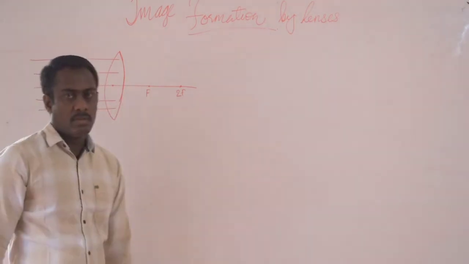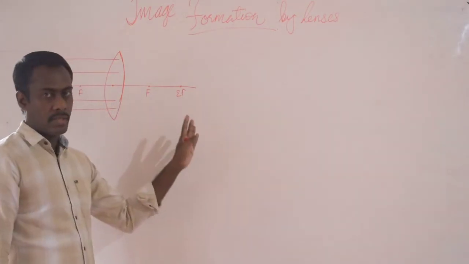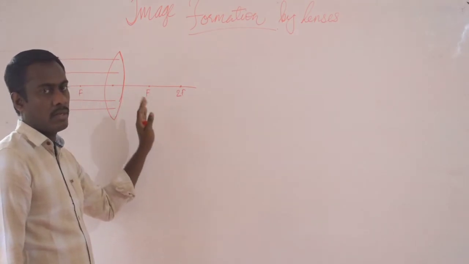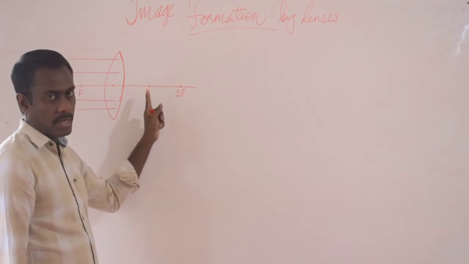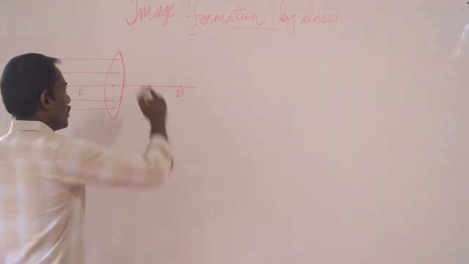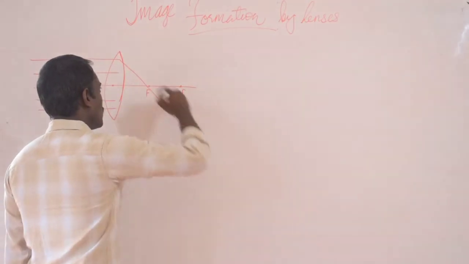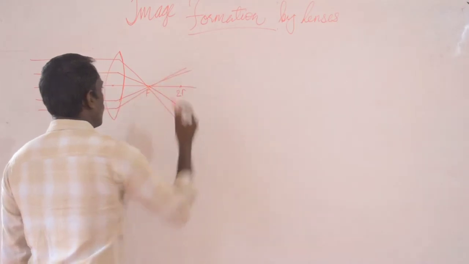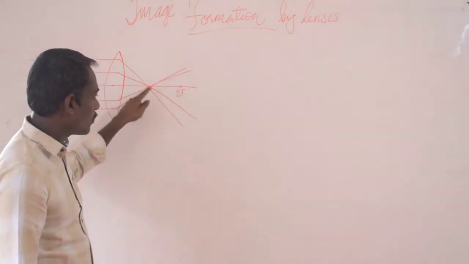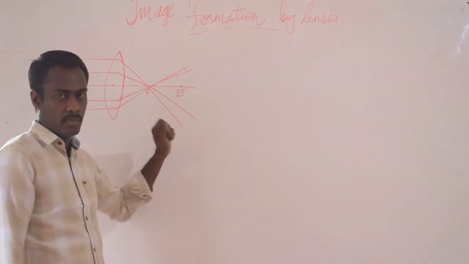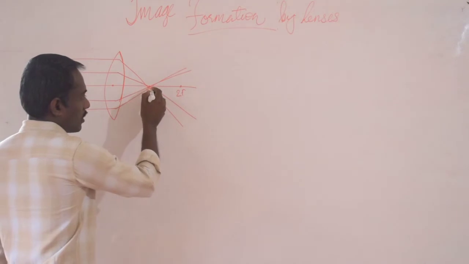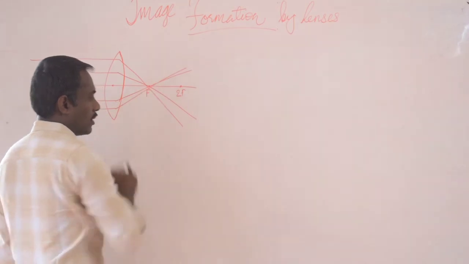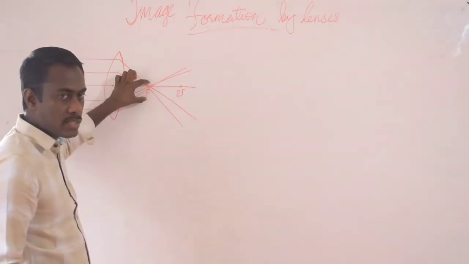As we know, when the incident rays are parallel to the principal axis, after the refraction these rays will converge at a point on the principal axis called the principal focus. So all these incident rays will converge at this point, and the converging point is where the image is formed. Since all these rays are refracted to a particular point, this is the point where the image is formed.